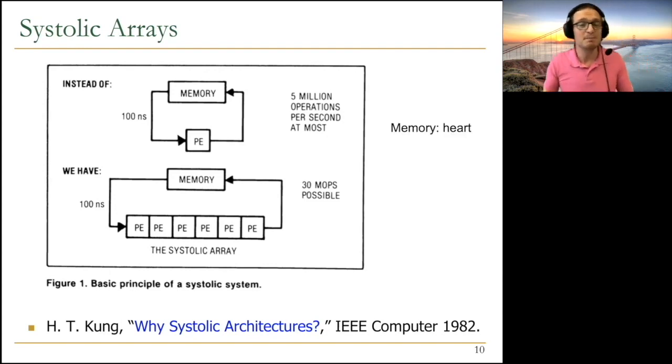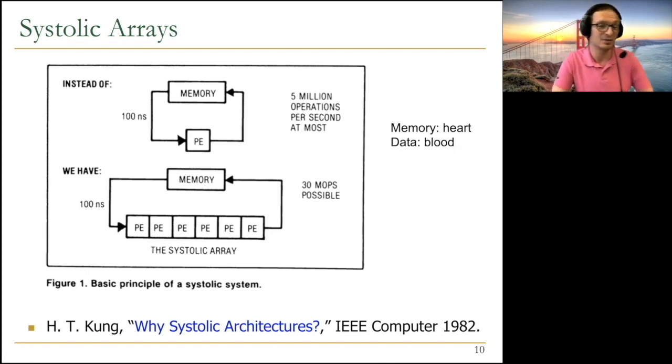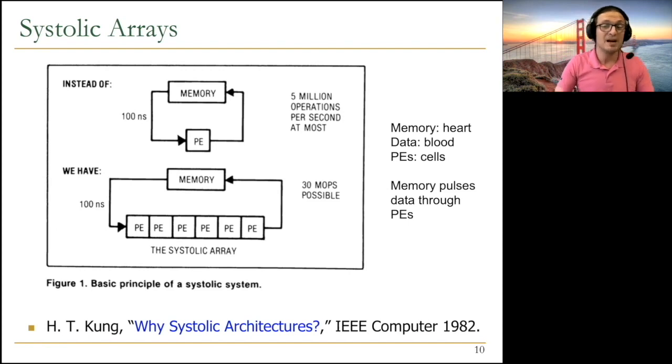So basically, this is inspired by actually human architecture, let's say. Essentially, memory can be thought of as the heart. It's pumping blood to the cells that are processing elements. So data is blood, and processing elements are cells. And memory pulses data through the processing elements. So if you think about our heart, we have a vein system where data or blood flows through the cells, right?